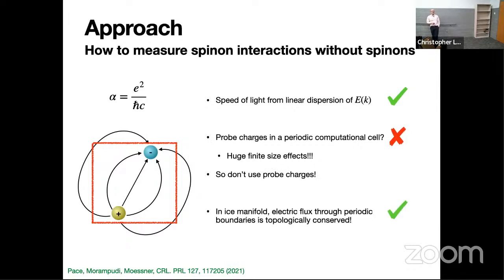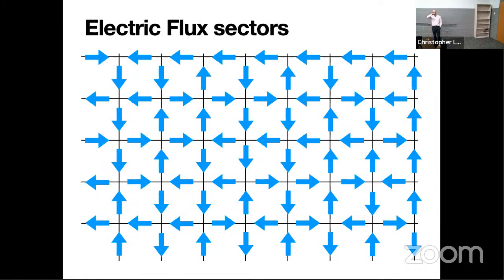And you think for a bit and you realize that in the ice manifold, the electric flux through periodic boundaries is actually topologically conserved. And so you can use that to probe the electric field produced by an elementary spinon without actually putting any spinons into your computation. Okay, so let me explain that a little bit. I guarantee to you that all those arrows, which I drew by hand, satisfy 2 in, 2 out. I hope. This is proof by intimidation. Let me explain what I mean by electric flux sectors being topologically conserved.